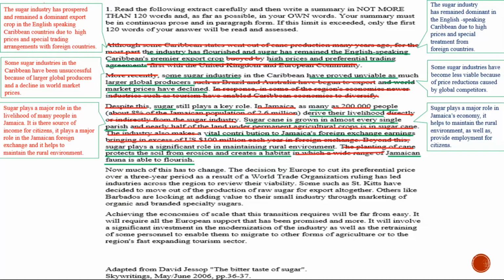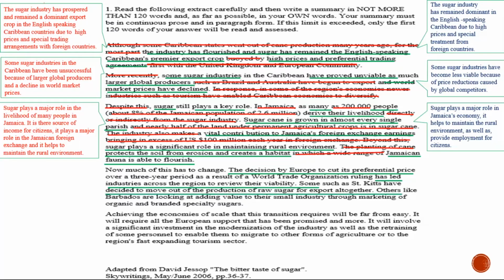Paragraph 4 is clearly talking about the reasons or other reasons why the sugar industry have failed in other Caribbean countries and what they have been doing as a result of the failure to gain some sort of success. The underlined part says that the decision by Europe to cut its preferential price, which is as a result of the WTO, World Trade Organization, it has led many countries across the region to review their viability. It has forced them to reconsider their part in the sugar industry. It has forced them to reconsider, is this really successful for us?